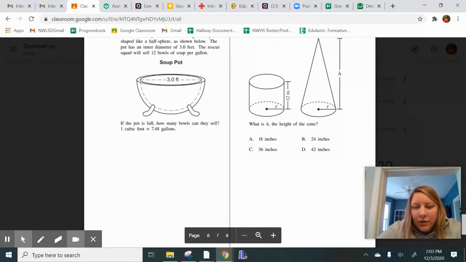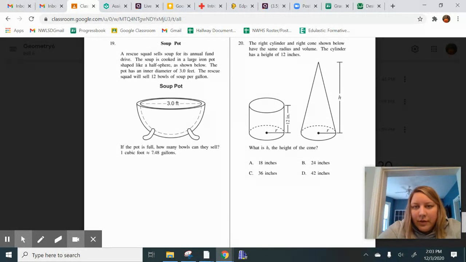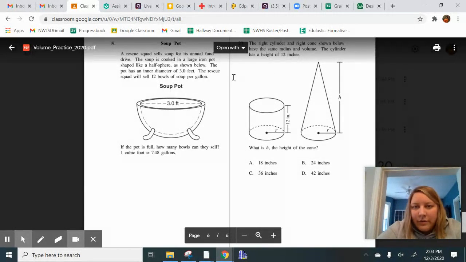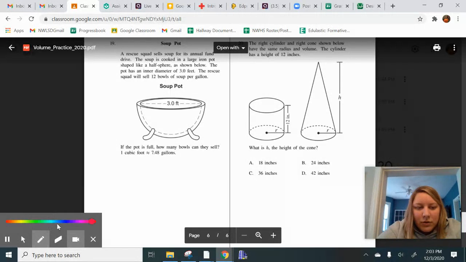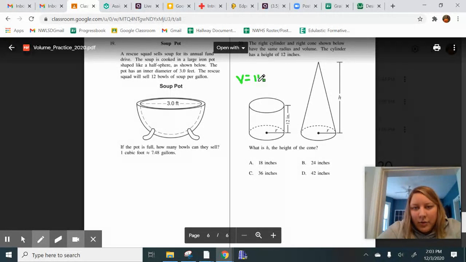Okay. So for this one here, the cylinder and right cone shown have the same radius and the same volume. The cylinder has a height of 12. What's the height of the cone? So for this one, the volume for the cylinder, the formula is pi r squared times height. And then the height in this case is 12.